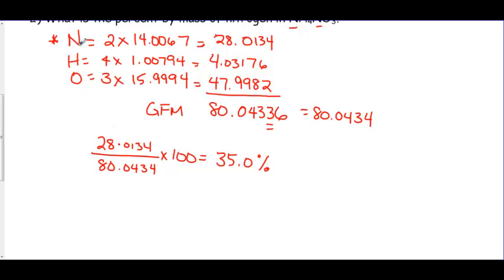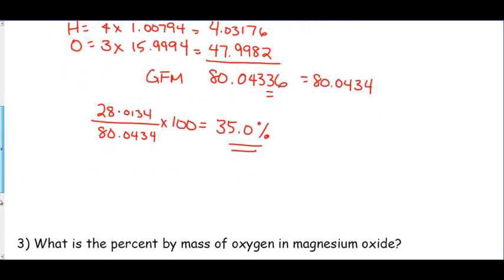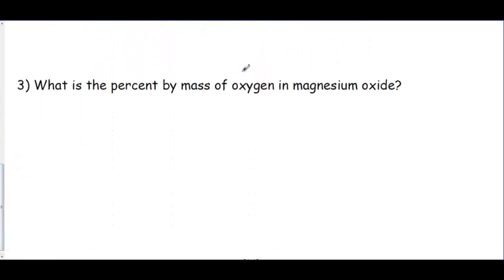And when we figure out the mass of the nitrogen out of the entire formula, we get 28.0134. Divide that by the total, 80.0434. Multiply that by 100, and we get our 35.0%. Your calculator probably will say 34.99776, but remember, if we round that to the nearest 10th, that's going to bump this number up to 35.0. Okay, so number 3, what is the percent by mass of oxygen in magnesium oxide?